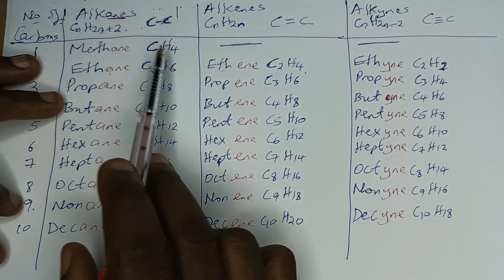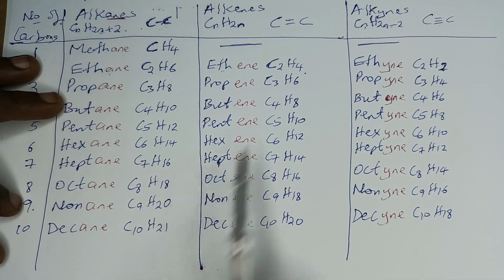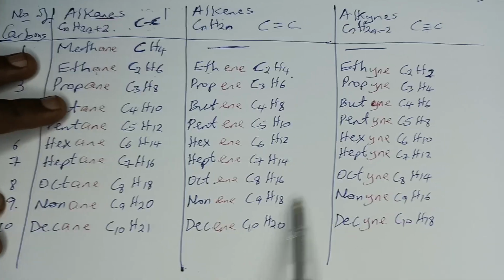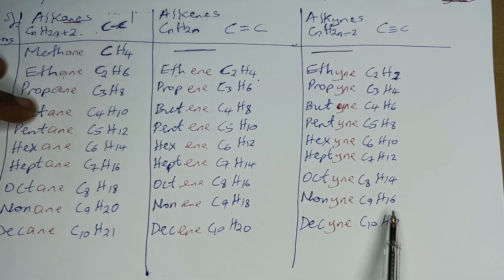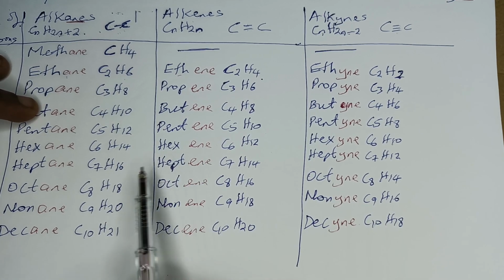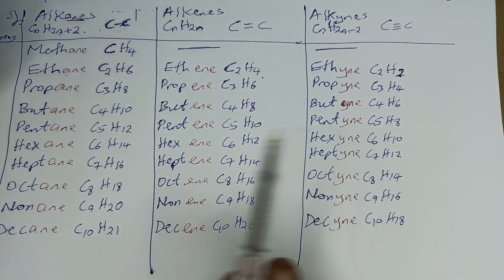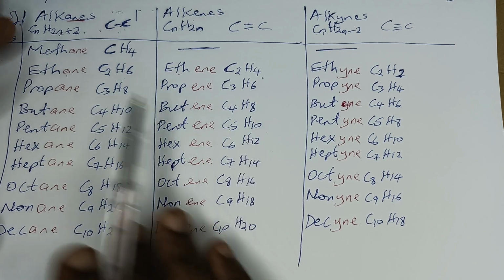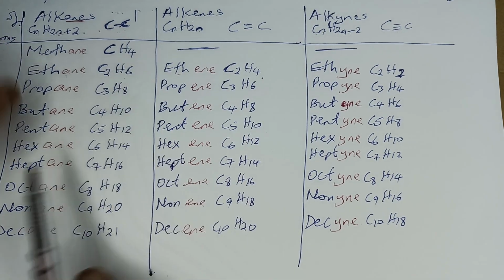Now, these are the molecular formulas for alkanes. These are the molecular formulas for alkenes, and these are the molecular formulas for alkynes. Now, the next thing for us is to go to structural formula. In the structural formula, we understand how the carbon and hydrogen will be arranged.